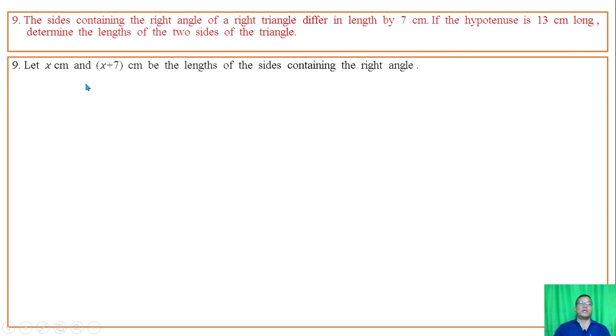Let x centimeter and x plus 7 centimeter be the lengths of the sides containing the right angle.